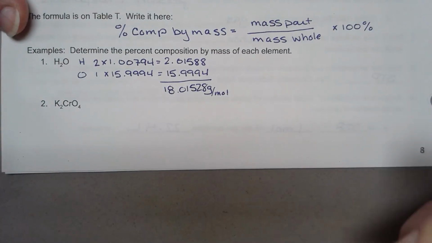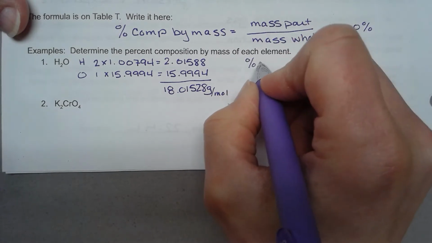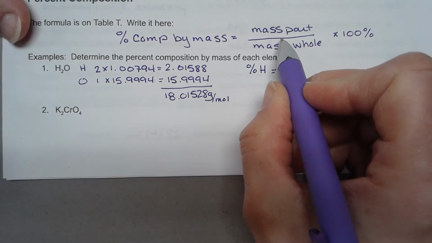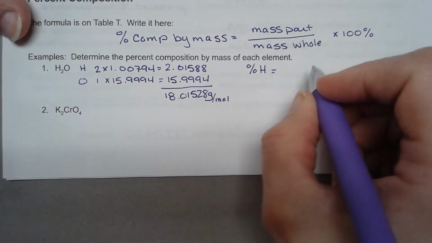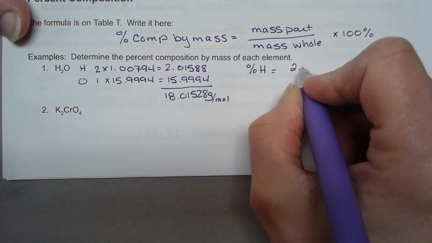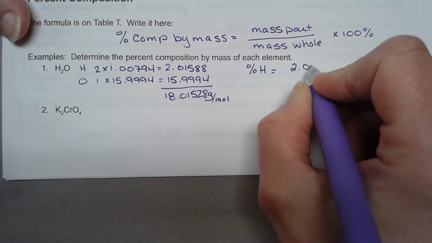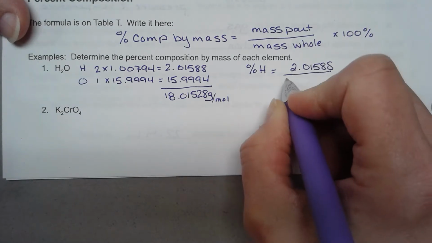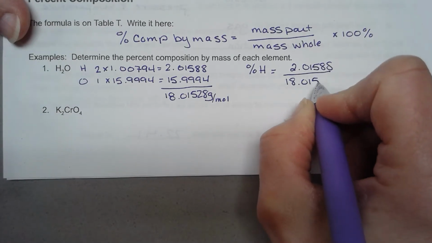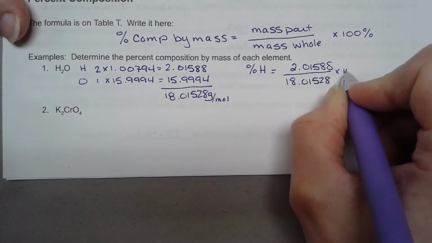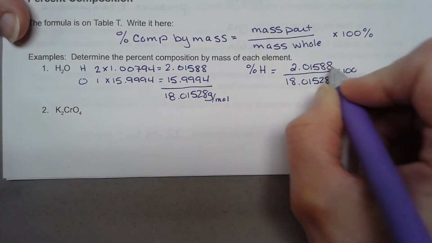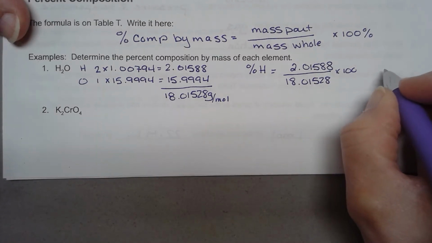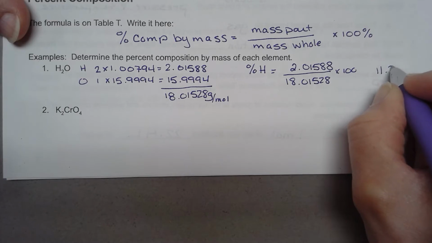So now we're going to do percent hydrogen. Now as we can see, mass of the part is going to be the amount of hydrogen we have. So our hydrogen has a mass of 2.01588. In this case, the mass of the whole is the GFM, 18.01528, multiplied by 100. Now when you put that into your calculator and round to the 10th, our percent hydrogen is 11.2%.